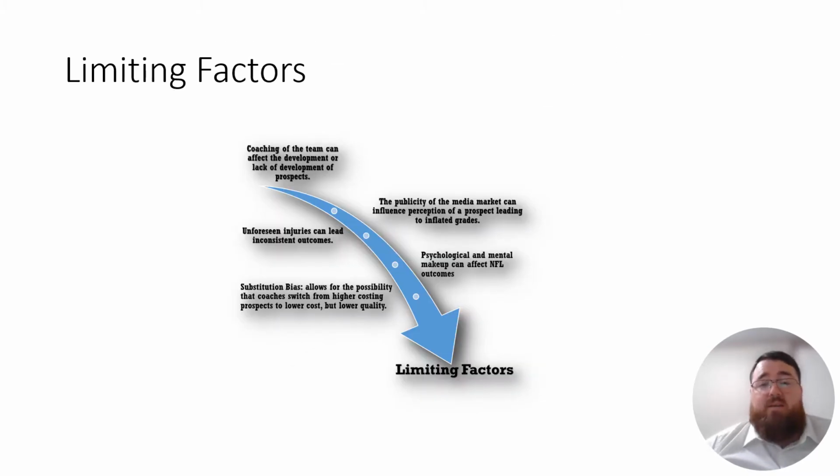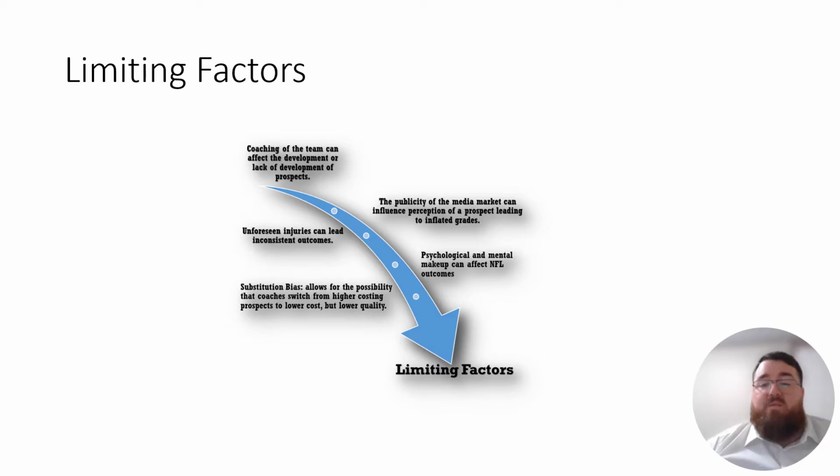This is something I think you guys should know: what limits the grading system that I use. It could be the coaching of the team, which can affect the development of players. It could be the publicity of the media market, which can influence perception of a prospect, leading to inflated grades. It could be injuries that lead to inconsistent outcomes. It could be psychological and mental makeup that can affect NFL outcomes, in terms of addictive personalities and different stuff like that.